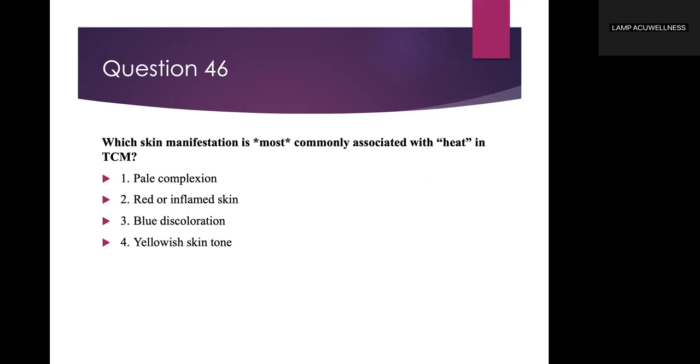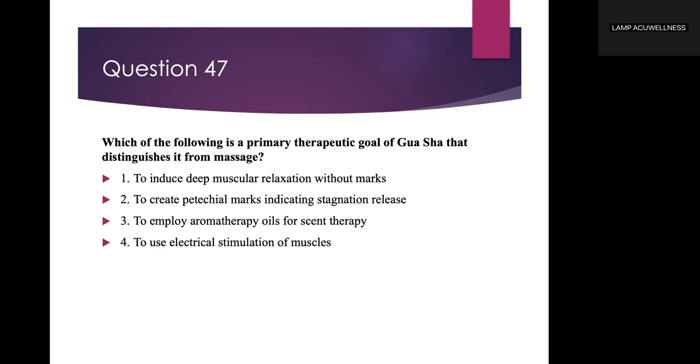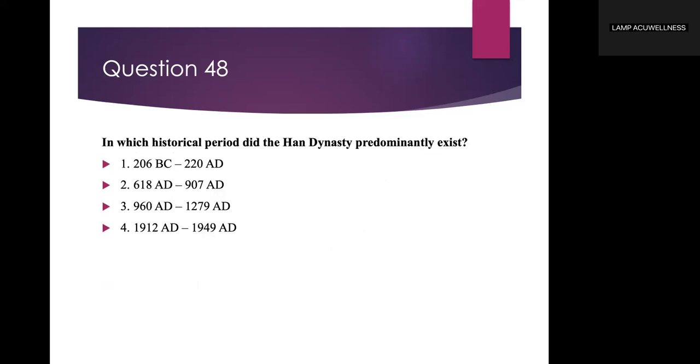Which skin manifestation is most commonly associated with heat in TCM? Heat. So this is red or inflamed skin. Which of the following is a primary therapeutic goal of Gua Sha that distinguishes it from massage? To create petechial marks indicating stagnation release. In which historical period did the Han Dynasty predominantly exist?